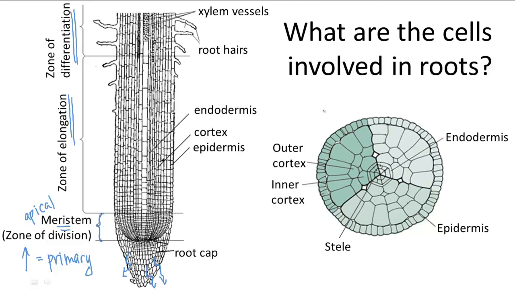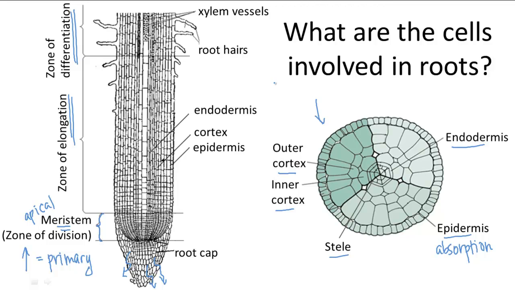Here's also a lateral cross-section of a root to help examine the different specialized tissue. Going from the outer ring to the inner ring, we have the epidermis, the outer cortex, the inner cortex, the stele, and the endodermis. So the epidermis has specialized cells responsible for absorption, and they cover the outer layer of the root.